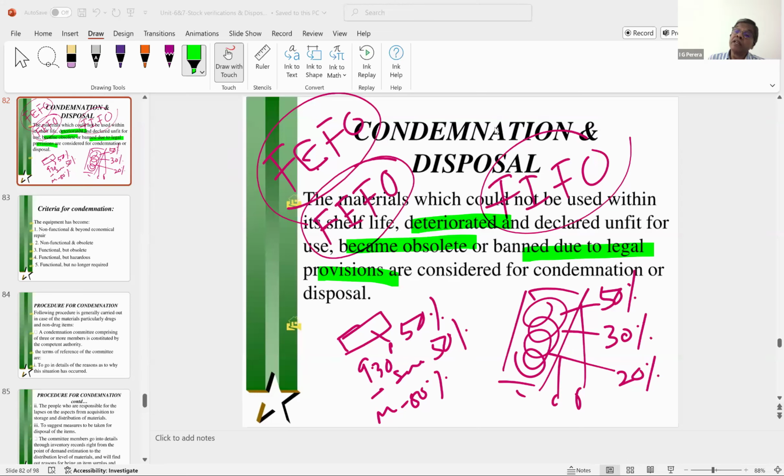What do you mean by getting deteriorated? The value of that goes down. Value of the commodity goes down due to maybe corrosion, due to some chemical reaction that has had impact on the commodity.